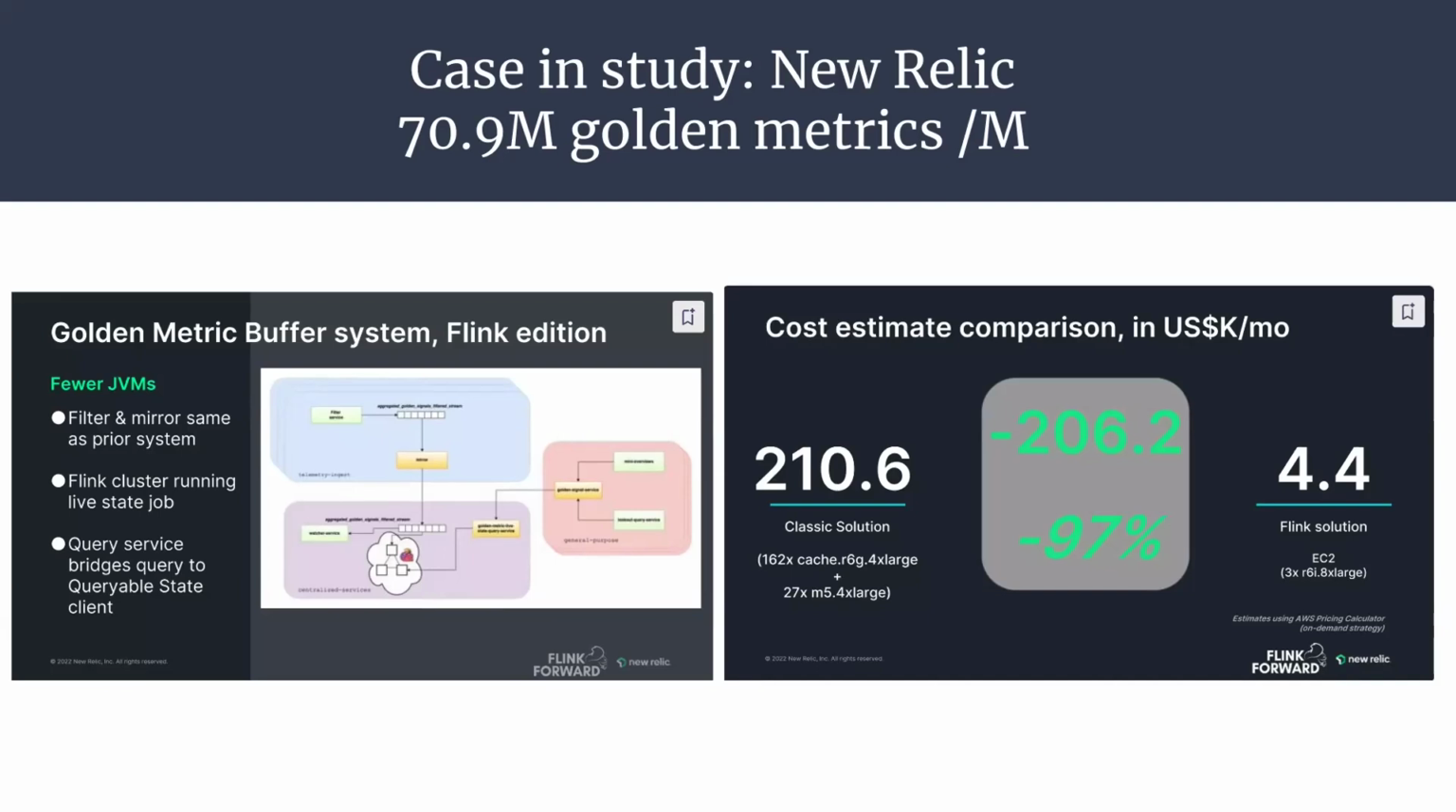Now, how does that really work out for them, and why this? Relative to using Redis, this solution actually works out 97% cheaper, right? At the scale that New Relic has, which is about 70.71 million golden metrics per minute. So it is a lot of scale, and it is very significant cost savings. So querying straight directly out of Flink works. It can be very useful in many scenarios.